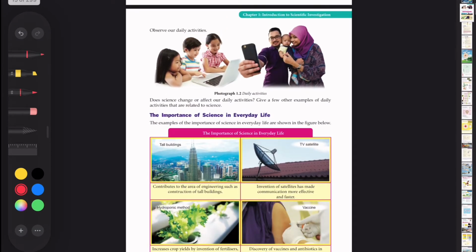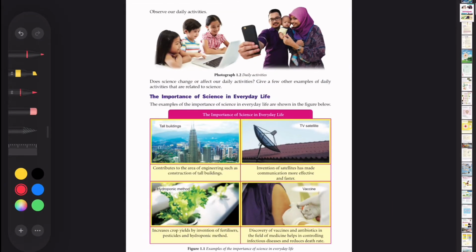So the importance of science, as you know, science is very important. It contributes to many factors. It allows us to build many skyscraping buildings, communication, yield more vegetables, more crops, make more chicken, and then create vaccines to cure diseases like currently the COVID-19. They're creating many more vaccines. They are researching to create vaccines in order to fight against that disease.